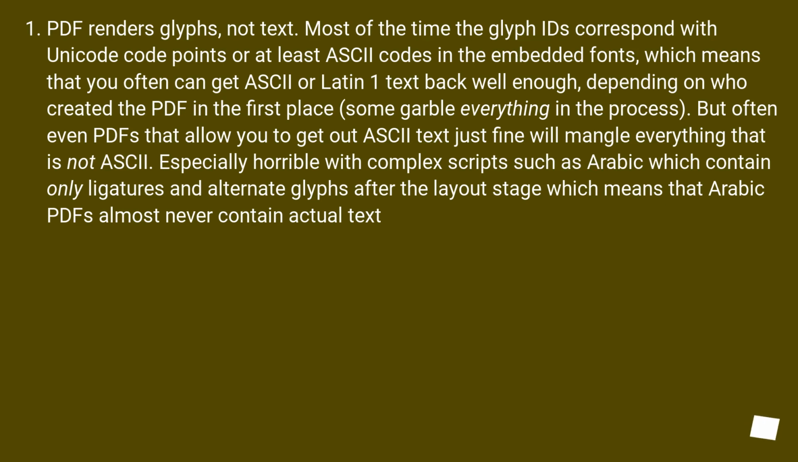PDF renders glyphs, not text. Most of the time the glyph IDs correspond with Unicode code points or at least ASCII codes in the embedded fonts, which means that you often can get ASCII or Latin-1 text back well enough, depending on who created the PDF in the first place. Some garble everything in the process. But often even PDFs that allow you to get out ASCII text just fine will mangle everything that is not ASCII. This is especially horrible with complex scripts such as Arabic, which contain only ligatures and alternate glyphs after the layout stage, which means that Arabic PDFs almost never contain actual text.